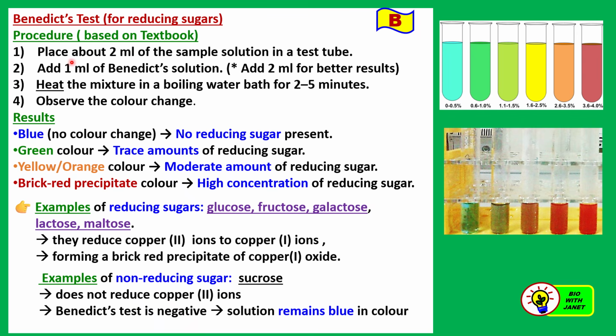is a repeat here. Place 2 ml of sample solution in the test tube and 1 ml of Benedict's solution. You may need to add more for better results, but in the exam, you are asked to explain the procedure, then you follow the textbook. Okay, 2:1, 2 ml of sample solution to 1 ml of Benedict's solution. Heat the mixture in the boiling water bath for 2 to 5 minutes and observe the color change.